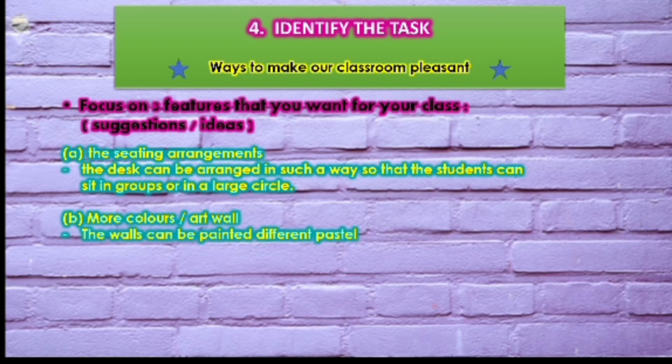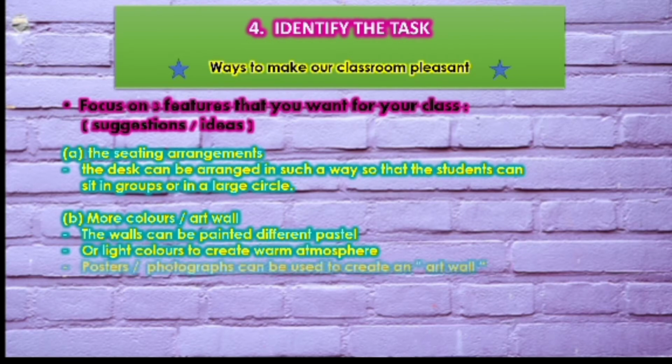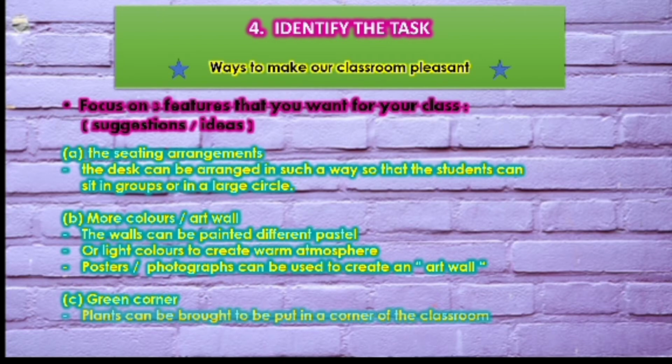B, more colors or an art wall. The walls can be painted in different pastel or light colors to create a warm atmosphere. Posters or photographs can be used to create an art wall. And then C, green corner. Plants can be brought to be put in a corner of the classroom. Students can take turns to be responsible for them.